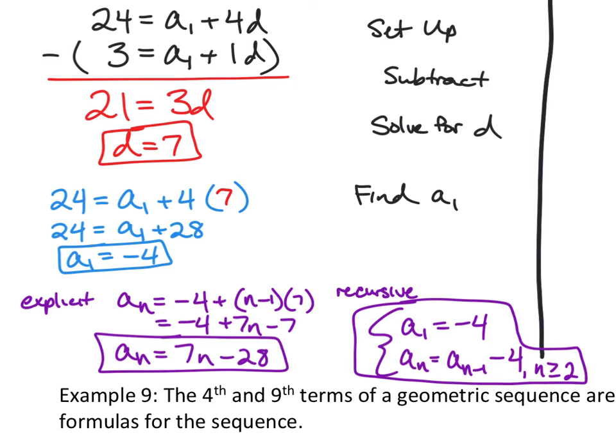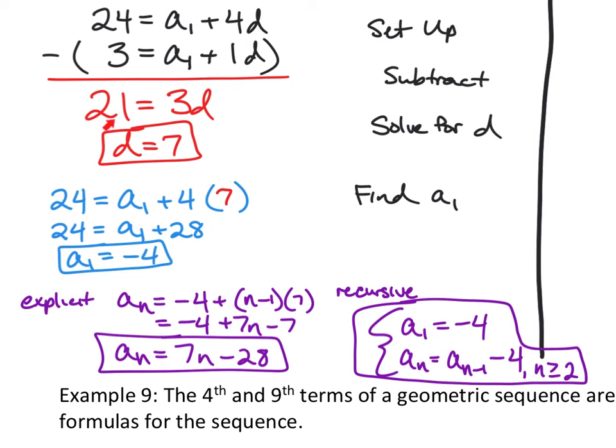So, whoa, what happened? You're right. So we set up a system of equations utilizing the formula version of the information. We were told that the fifth term, it says 4 because it's n minus 1, so 5 minus 1 is 4, is 24. We were told that the second term, 2 minus 1 is 1, is 3. This allows us to set up a system of equations and solve by elimination.